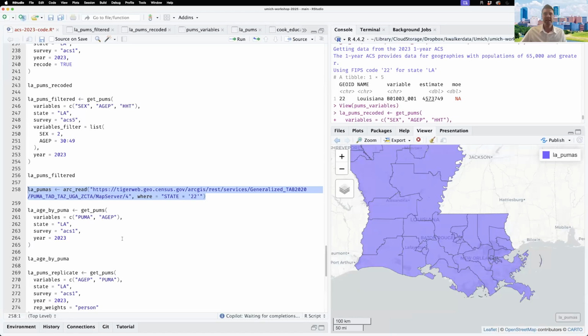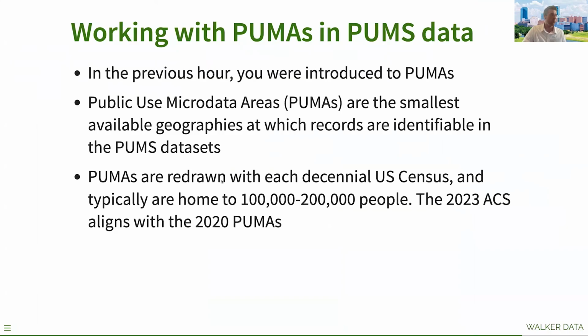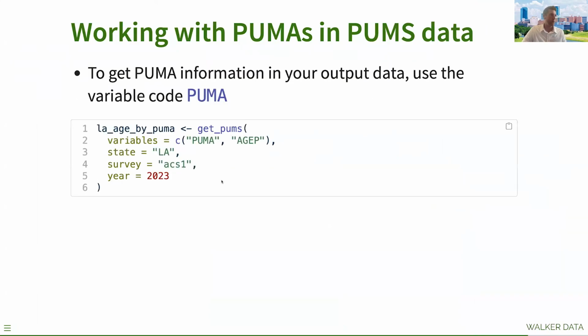And so if we wanted to get a breakout, say, of a demographic variable by PUMA, we could specify the variable code PUMA. Now, a quick heads up: the 2022 ACS crosses over 2010 and 2020 PUMA definitions. So the PUMA variable won't work for the 2022 5-year ACS, but it'll work fine for the 1-year ACS.